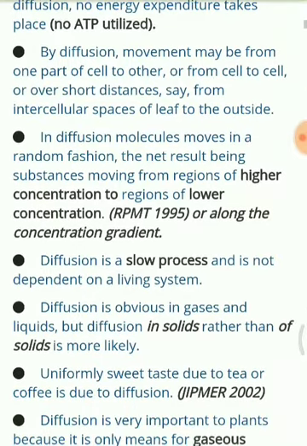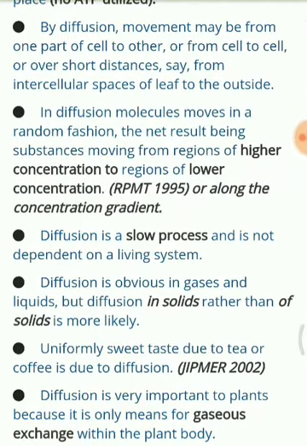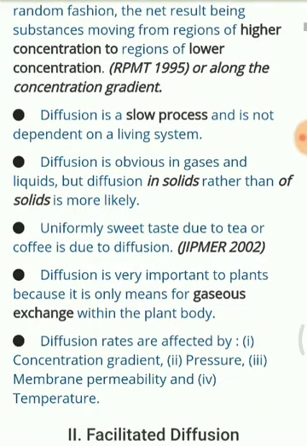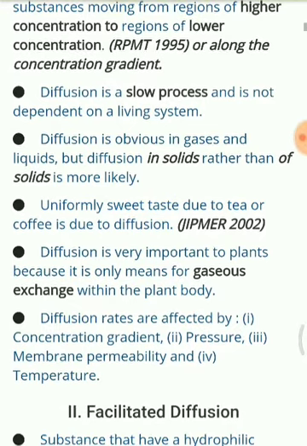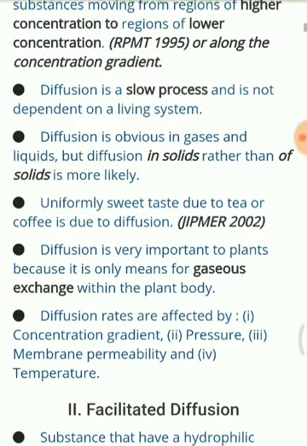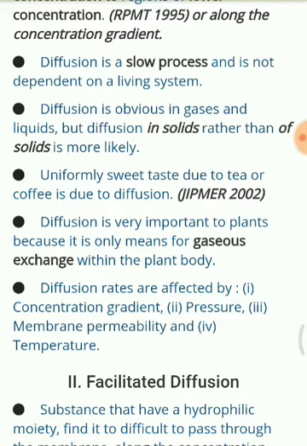In diffusion, molecules move in a random fashion, the net result being substances moving from a region of higher concentration to a region of lower concentration, or along the concentration gradient. Diffusion is a slow process and is not dependent on a living system. Diffusion is obvious in gases and liquids, but diffusion in solids is more likely than of solids. Uniformly sweet taste due to sugar in tea or coffee is due to diffusion.